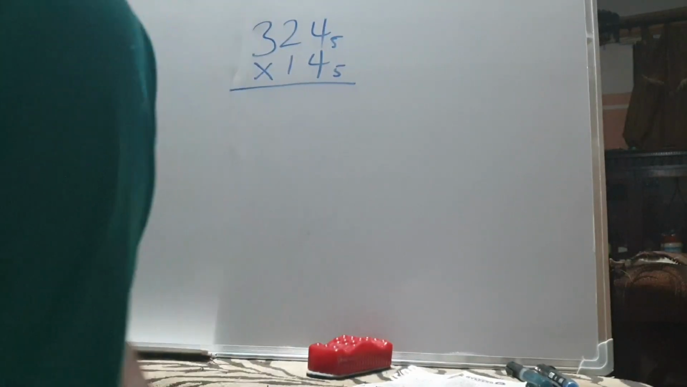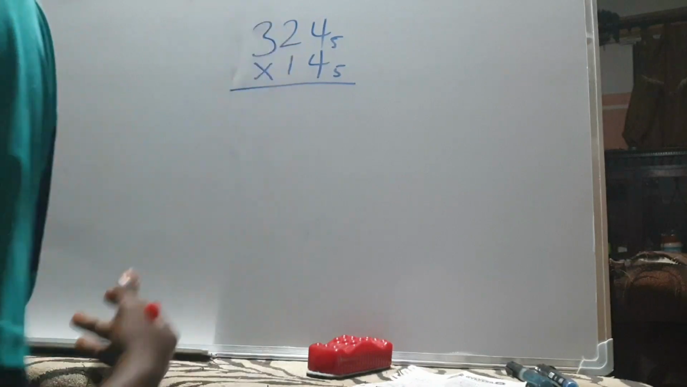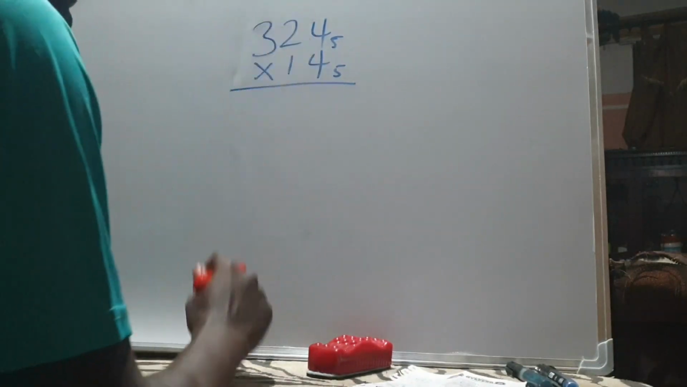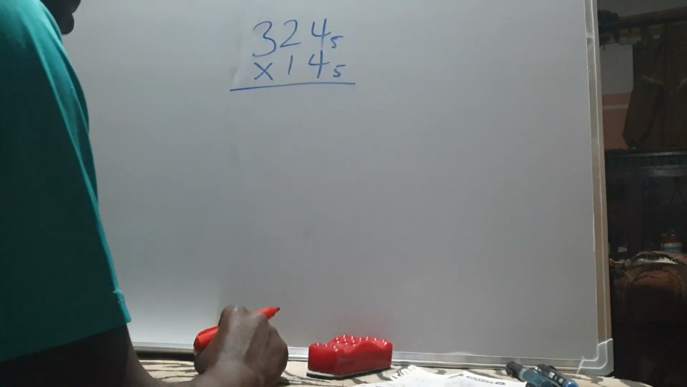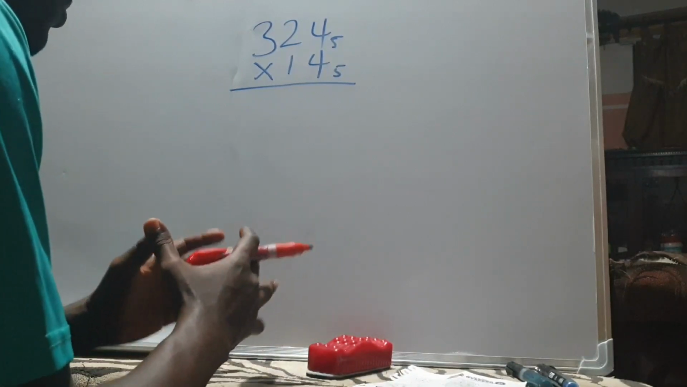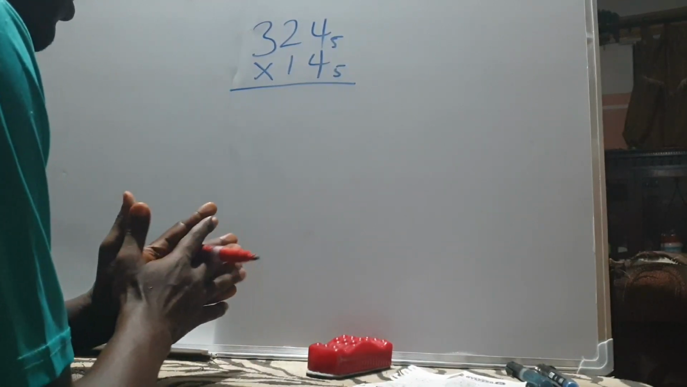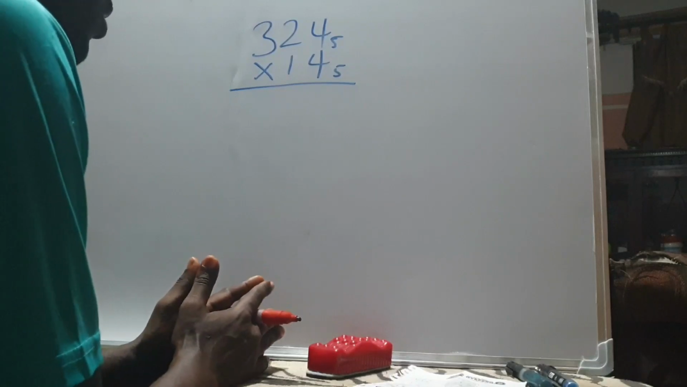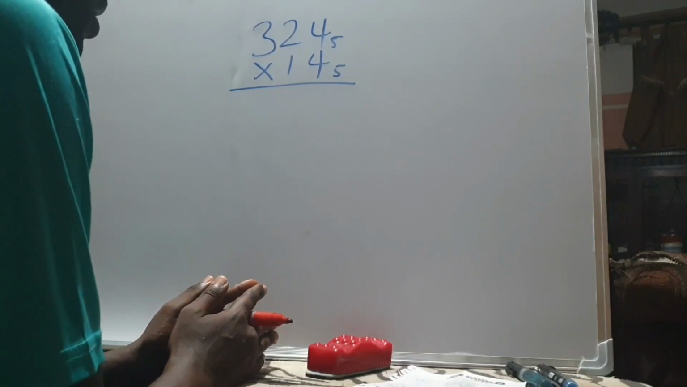Let's say for example we were to multiply a 3-digit number in base 5 by a 2-digit number in base 5. It's still the same process as we do when we're working in base 10, but the only difference is that any of our results should be less than 5.